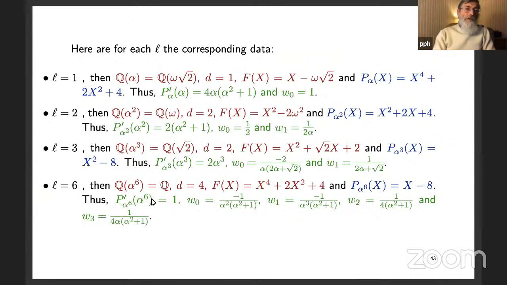So you have L equal 1, 2, 3, 6. And we have to write the field Q of alpha L. So for L equal 1, this is Q of alpha squared, Q of alpha cube, Q of alpha 6. So in this case, Q of alpha 6 is Q, of course. The cube is Q of square root of 2, otherwise for alpha squared, we have Q of omega. And for L equal 1, we just have Q of omega, square root of 2. The degrees are indicated here.